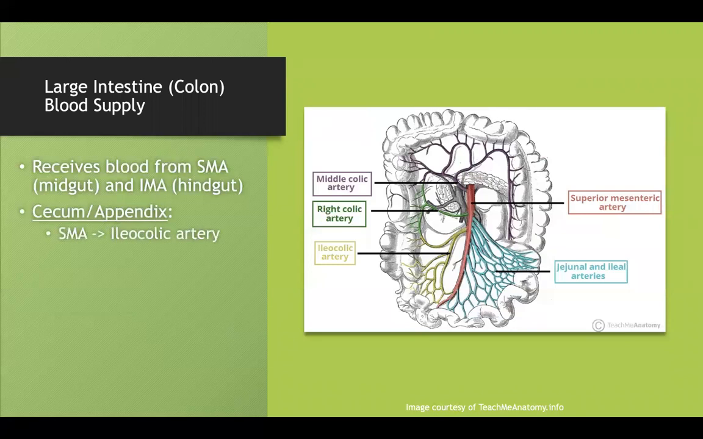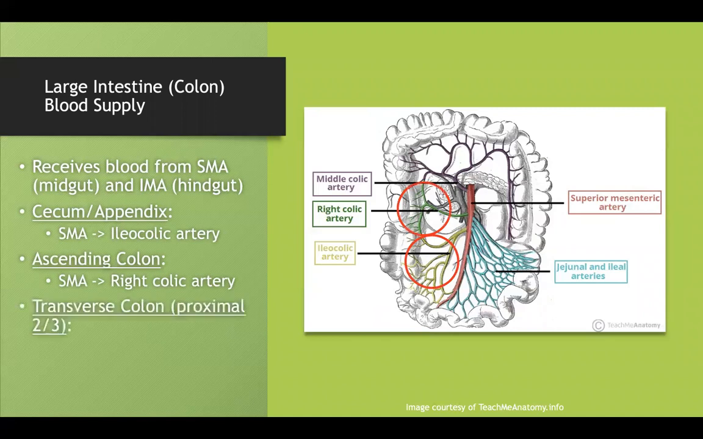And so it's going to come from superior mesenteric straight to the ileocolic artery, which is the yellow arteries here in this picture. For the ascending colon, that's going to go from this SMA to the right colic artery. And then for the proximal 2/3 of the transverse colon, that's going to go straight from the SMA to the middle colic artery.